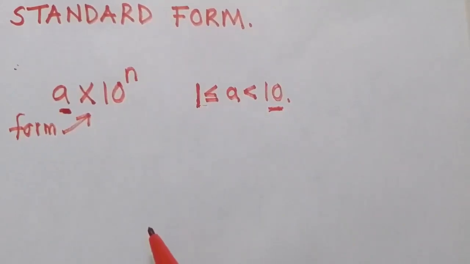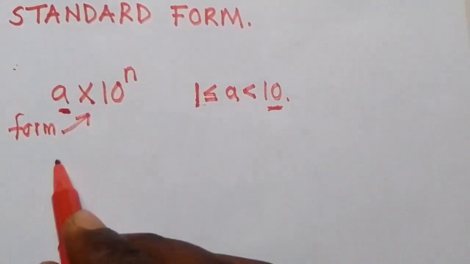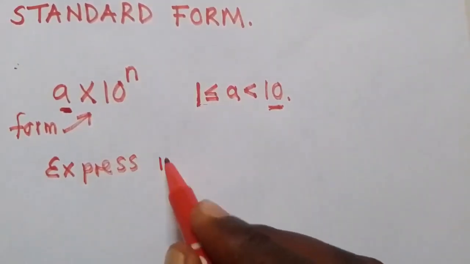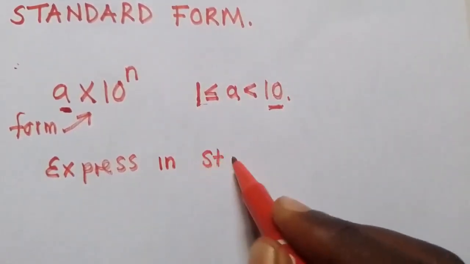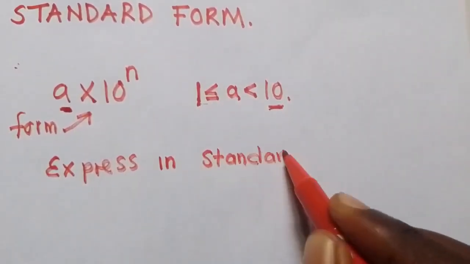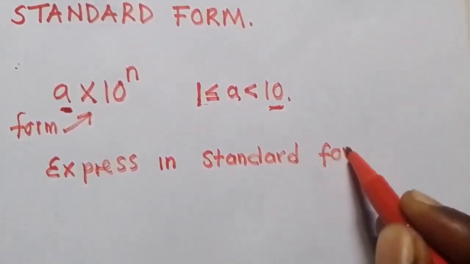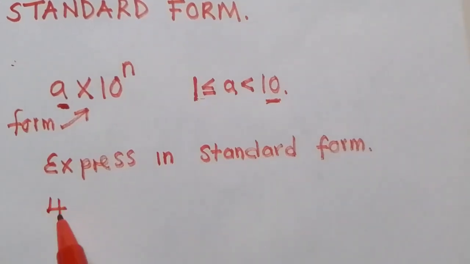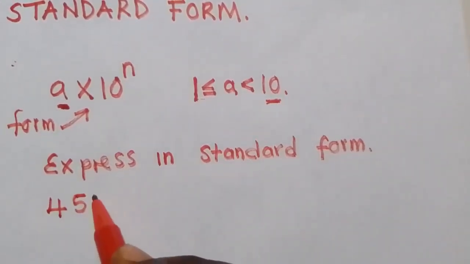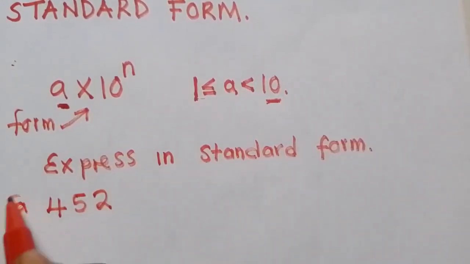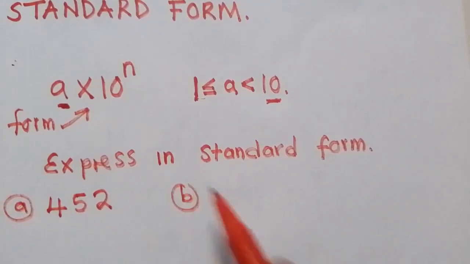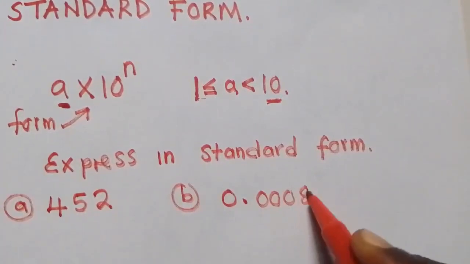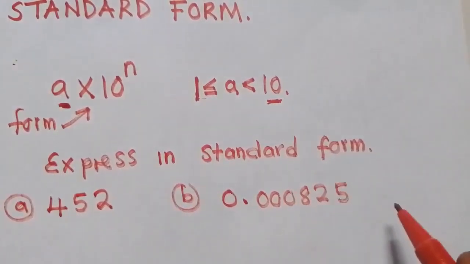Let's say you are given a question: express in standard form. The first one is 452. This is A. For B, I've got 0.000825.